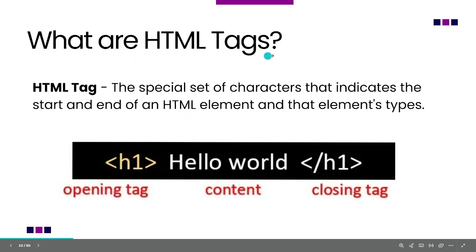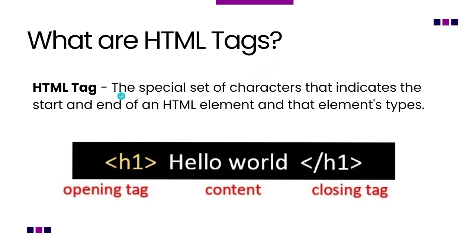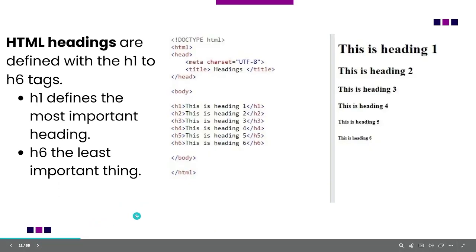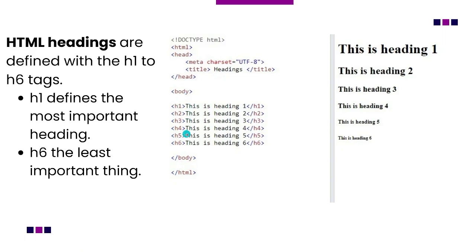What are HTML tags? Tags are a special set of characters that indicate the start and end of an HTML element. Here's the opening tag, here's the content, here's the closing tag. What's the difference between the opening and closing tag? You have the slash. And you have, again, your headings. H1 is the biggest heading. H6 is the smallest heading. H1 is the most important heading. H6 is the least important heading.